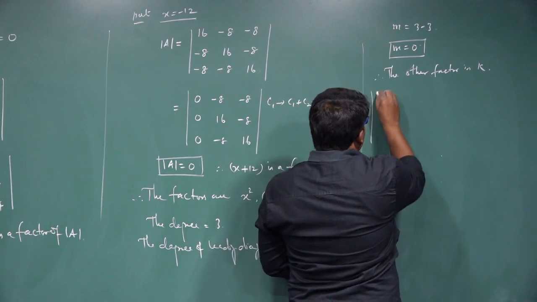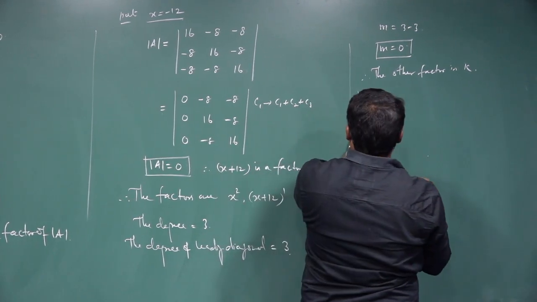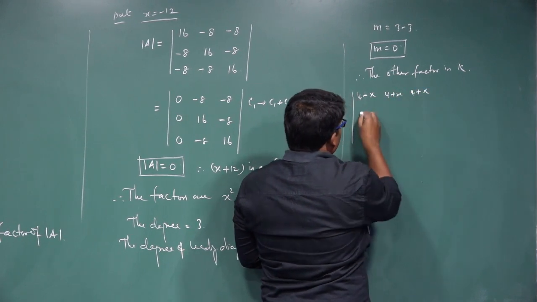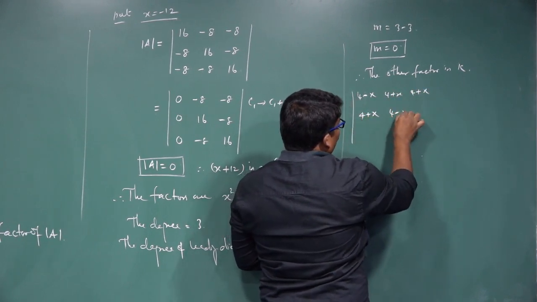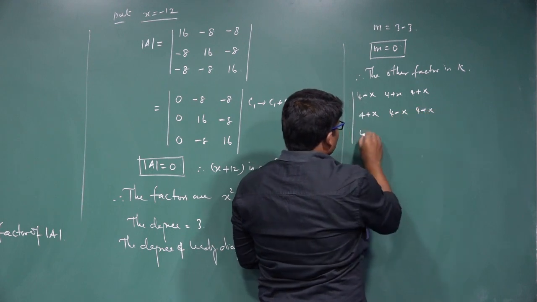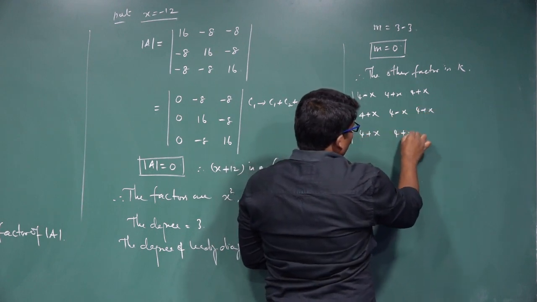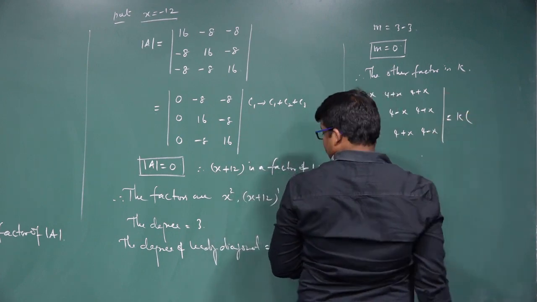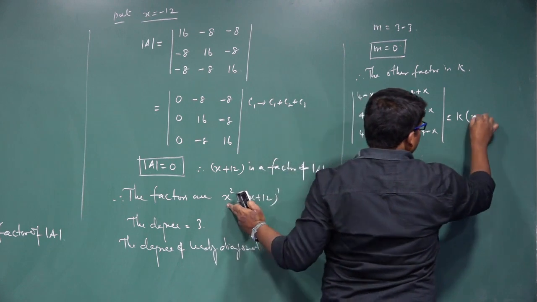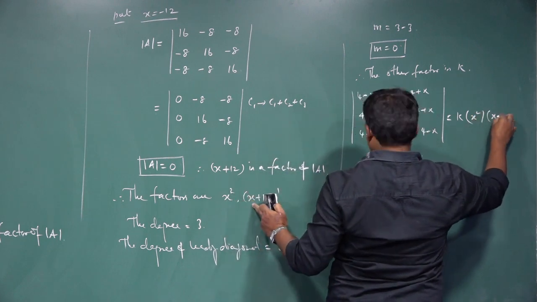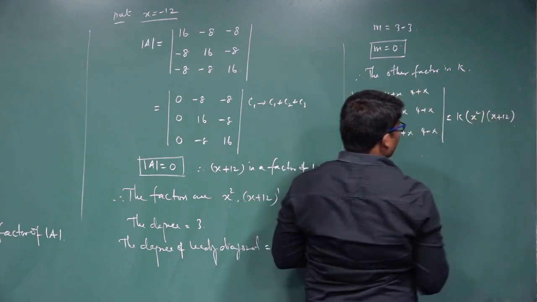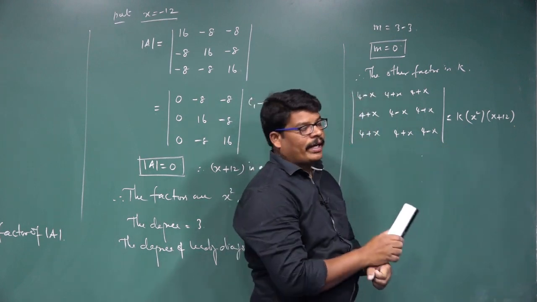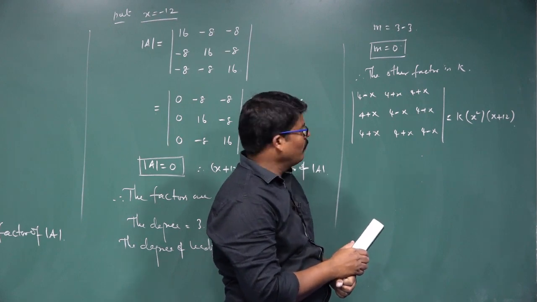Now given the determinant with rows 4 plus x, 4 minus x, 4 plus x; then 4 plus x, 4 minus x, 4 plus x; and the third row 4 plus x, 4 plus x, 4 minus x, equal to k times one of the factors, x square into x plus 12. That is the factors. Now find the value of k.